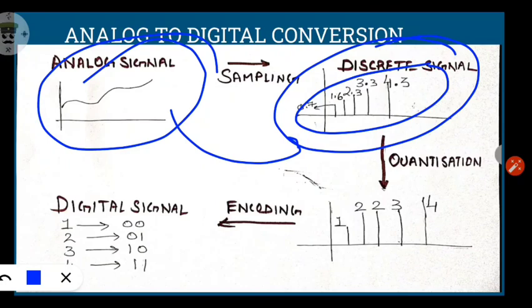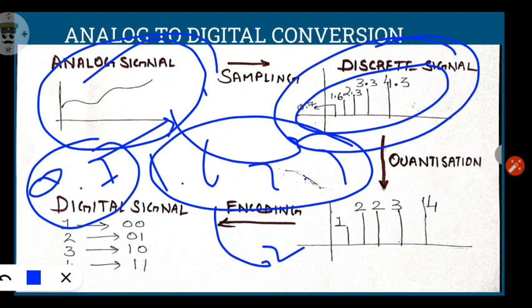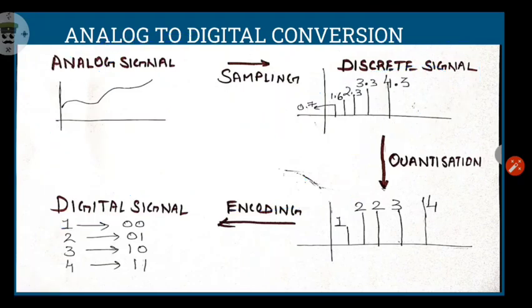Now if I want to make a digital signal out of this, I have to quantize it. Now what is quantization? Let's say here I see 0.7, 1.6, 2.3. If I want, I can reduce their values and bring them to the same level. To bring them to the same level, I have to round off. I can round off 1.6 and 2.3 to near 2, and 0.7 to 1.